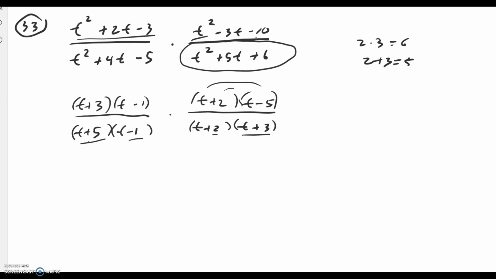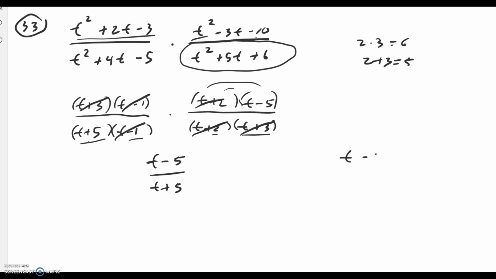Now I have lots of canceling. This t minus 1 matches this factor. This t plus 3 matches this factor. This t plus 2 matches this factor. And I'm left with t minus 5 over t plus 5, which does not cancel to 1 because they're not exactly alike. But if they're opposites, they could cancel to negative 1, and we could write equals negative 1.